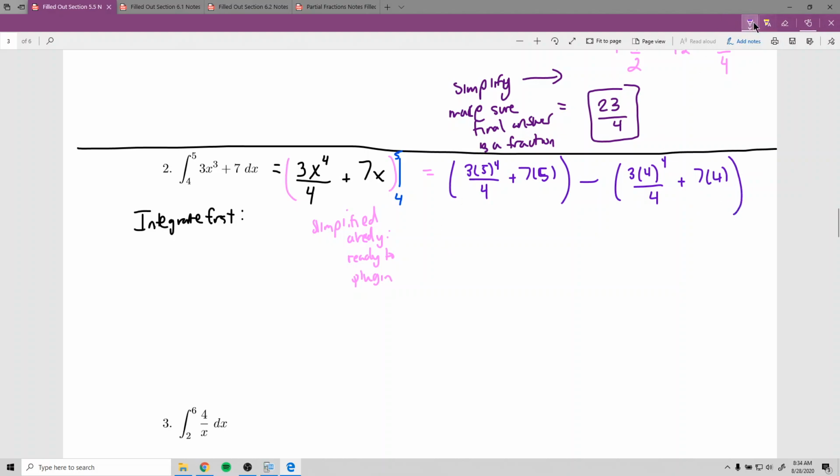And since you're going to use your calculator, you could even do it from this stage. Type in the entire thing if you wanted. Type in the first thing, type in the second thing, and subtract it. It really doesn't matter to me how much you show here. I just need to see that you understand what this means. Plug in the top and bottom and subtract them, and then get that answer.